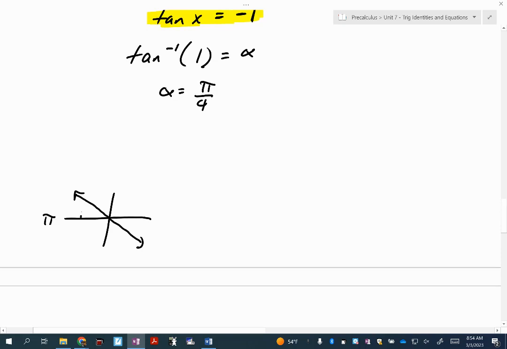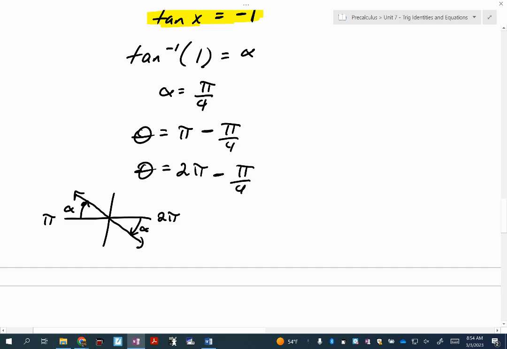So it's going to do pi. We're going to back up the reference angle. And to find my fourth quadrant, it's 2 pi, but you back up the reference angle. So those are my two answers. Pi minus pi over 4 and 2 pi minus pi over 4. Get a common denominator. You get 3 pi over 4, and this is going to be 7 pi over 4. So those are my two solutions for those.